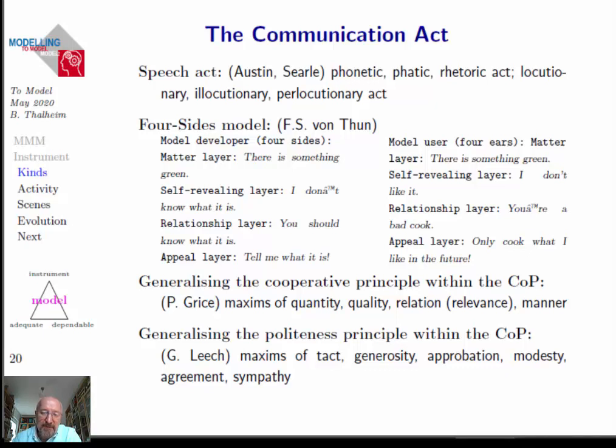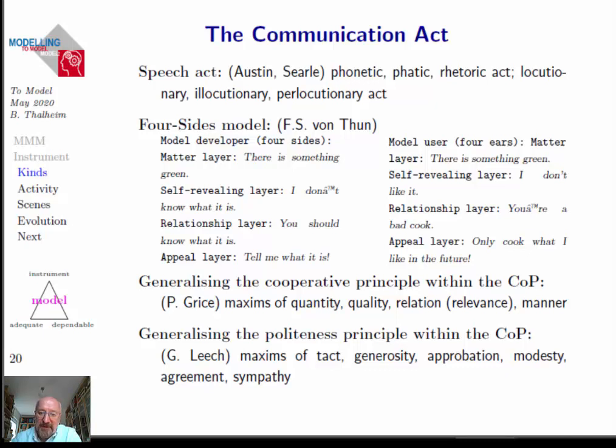We can generalize it to the cooperative principle within a community of practice. We can also use some kind of communication principle, let's say politeness principles, within a community of practice. If you go back to Leech, we have the maxims of tact, generosity, approbation, modesty, agreement, and sympathy.